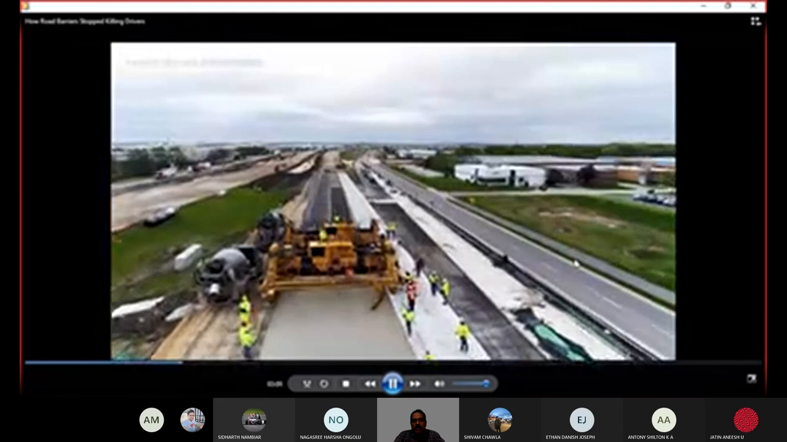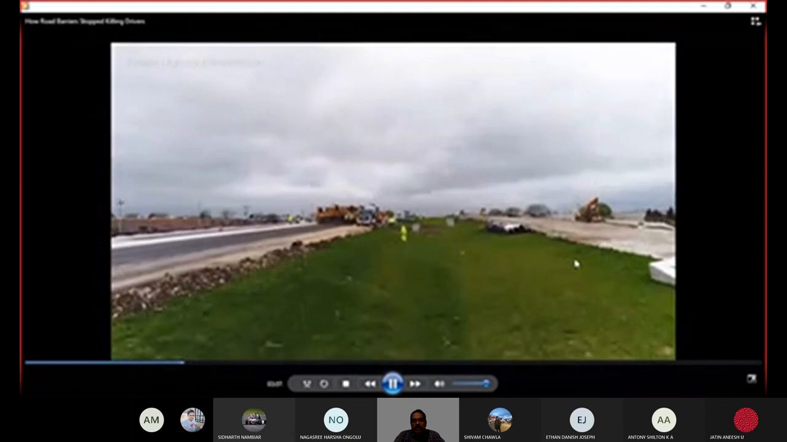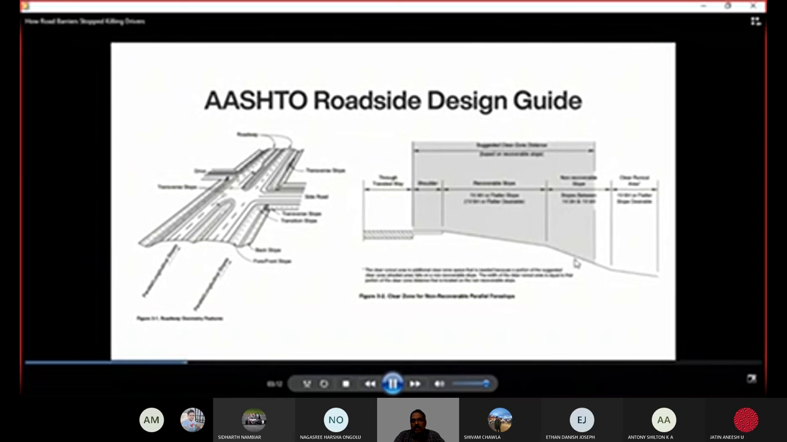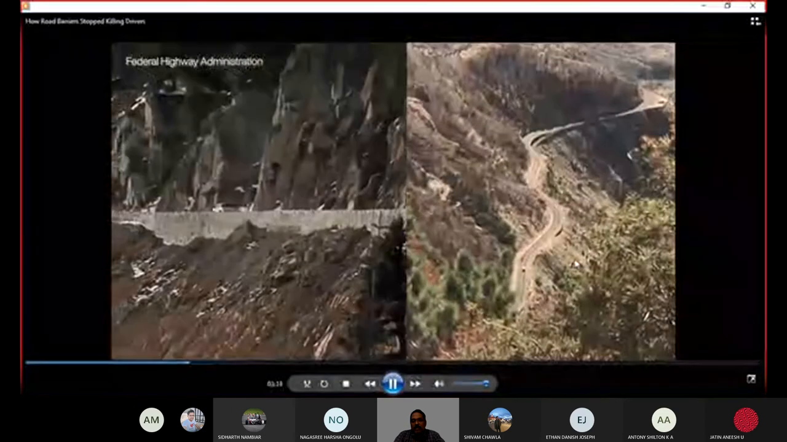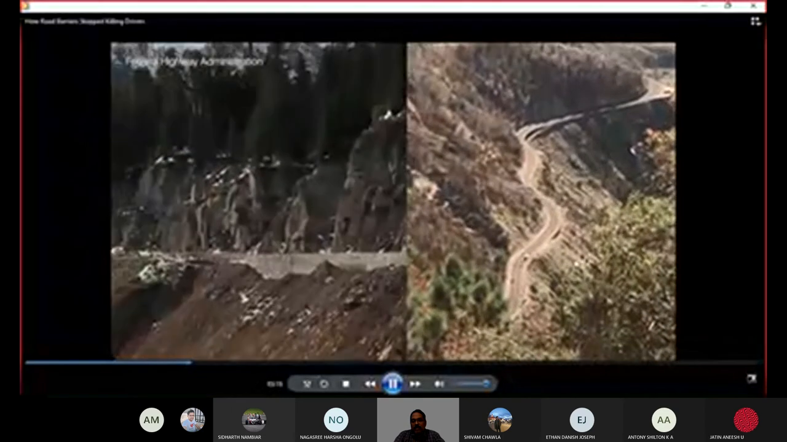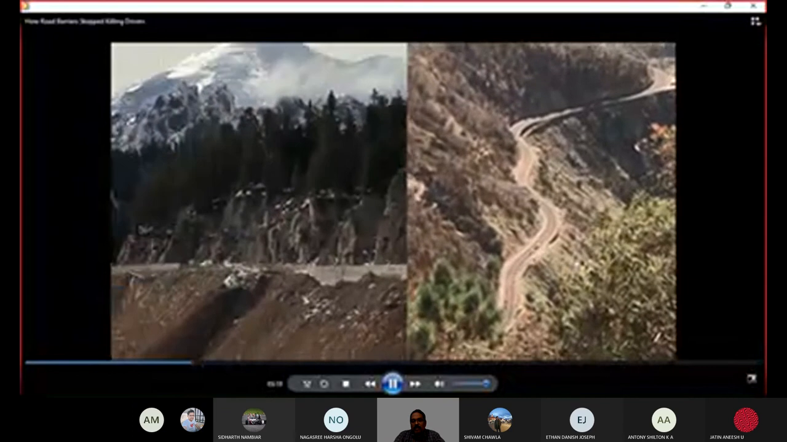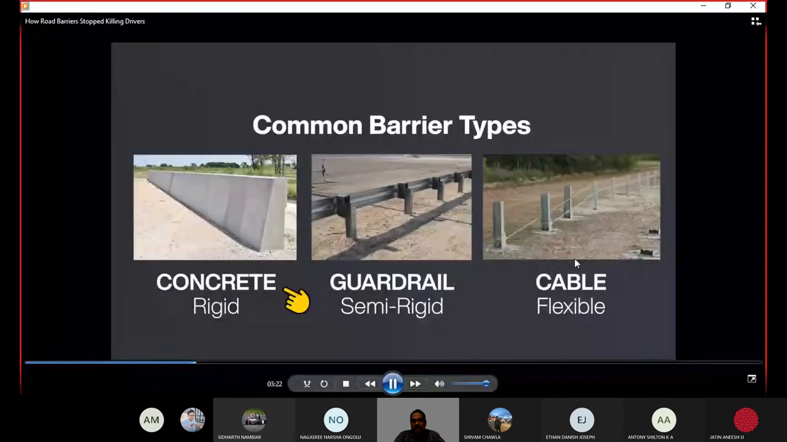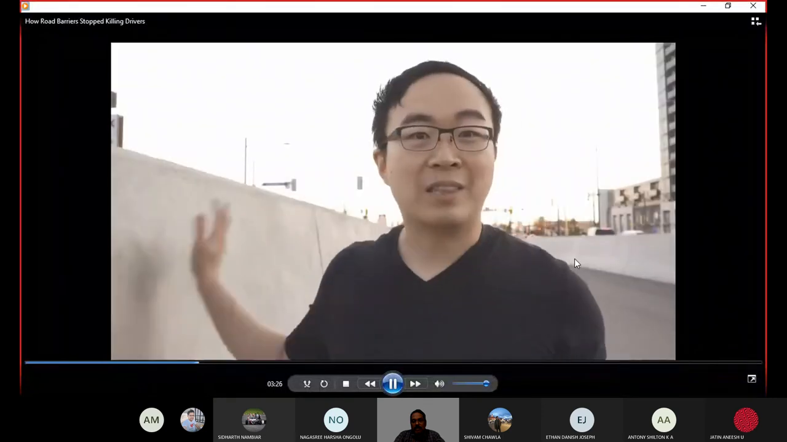Engineers can create clear zones by removing hazards and grading the land according to guidelines, which covers things like the steepness and the width required. But it might not make financial sense, or it's not possible to create a large enough clear zone, which is when barriers can be used. These barriers come in 3 categories: concrete, guardrail, and cable. You often see concrete walls like this one.